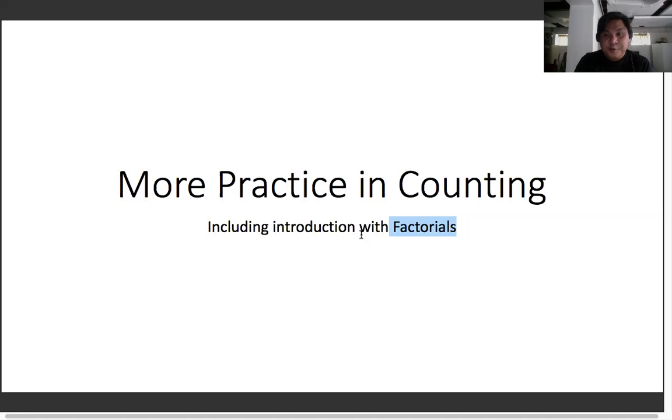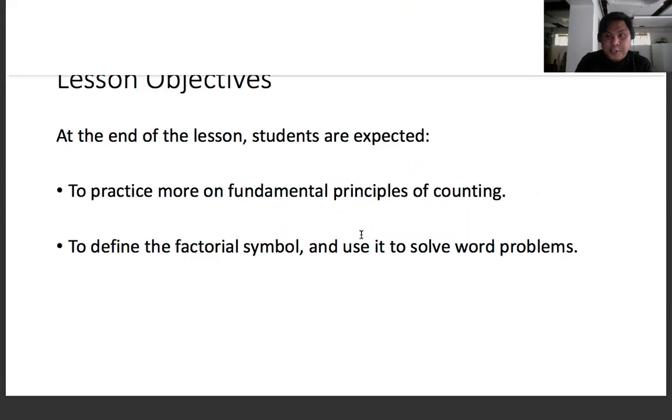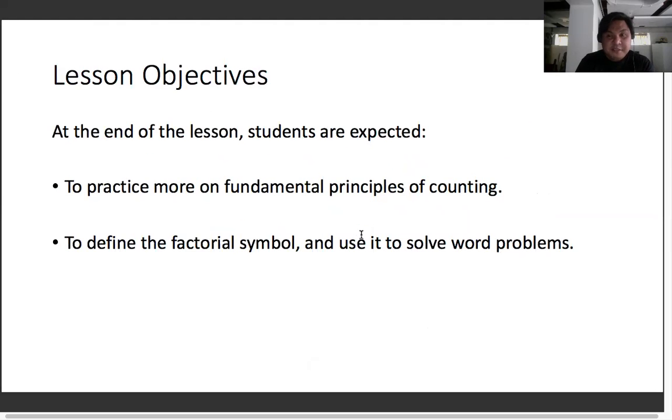Okay, so before we go to the lesson, let's go over the objectives. So the objectives here is for you to be able to practice more on the fundamental principles of counting techniques, and also to be able to define and use factorials to solve word problems. So this would be our objectives for the week.